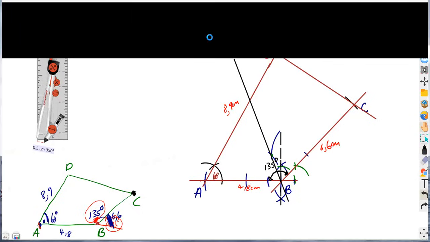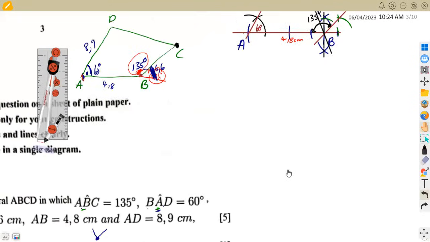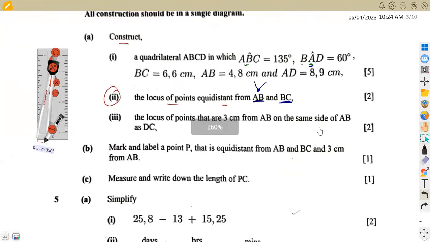All right, so let's check the other part of what we are given. Now we are given item 3. It was the locus of points. Take note that are 3 centimeters. Take note about our condition here. This is 3 centimeters from AB, but on the same side of AB as DC.